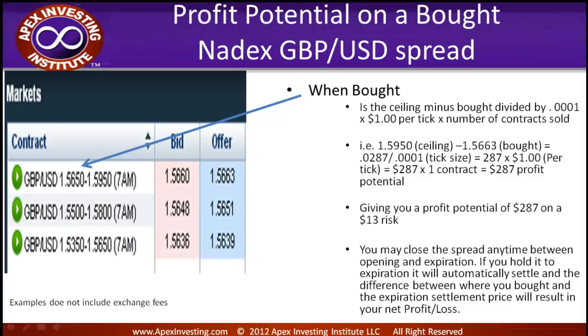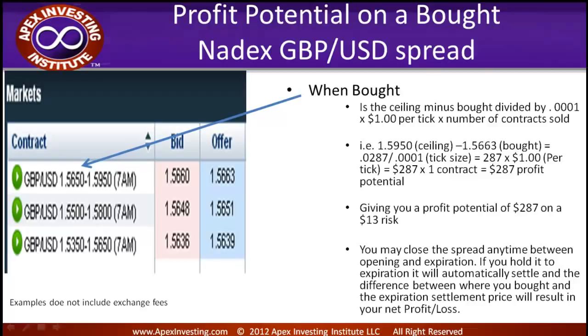So how much money could you make on a pound-dollar spread? Well, the ceiling minus the bought price. So 59.50 is the ceiling, minus the bought price of 56.63 gives you 287 pips. Divide that by the tick size, 0.0001, and you get 287 ticks at $1 per tick, which is $287 on one contract. That's a $287 profit potential on a $13 risk.